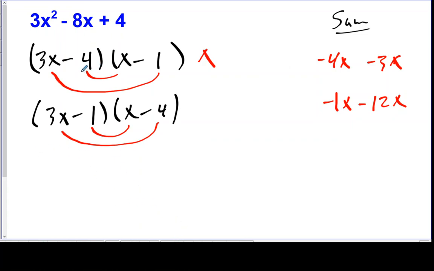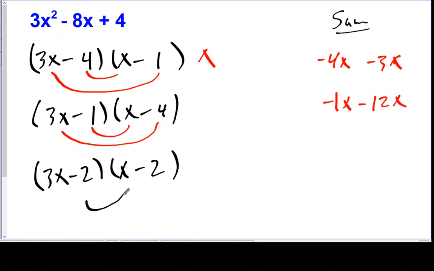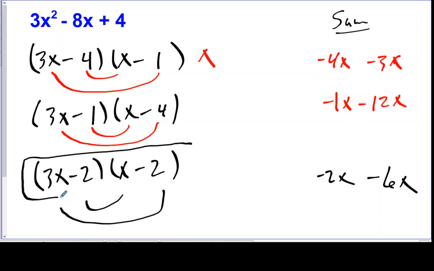No problem. Remember, we said think about factors of 4. Other than 4 and 1, you could also use 2 and 2. So what if we did that? We're still going to use 3x and x. That's all we have there. And now what if we do minus 2 and minus 2? And what do you notice? Negative 2 times the x gives you negative 2x. 3x times negative 2 gives you minus 6x. When you add those two together, that gives you the negative 8x. That one works, so we know that this is the answer.